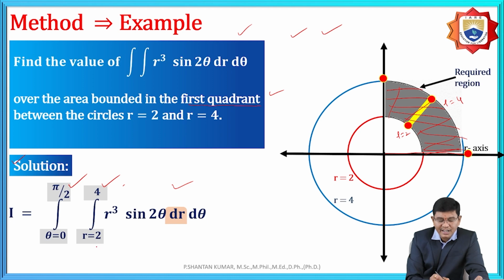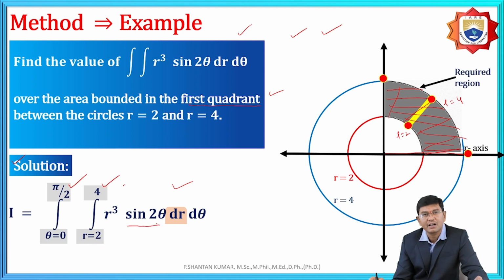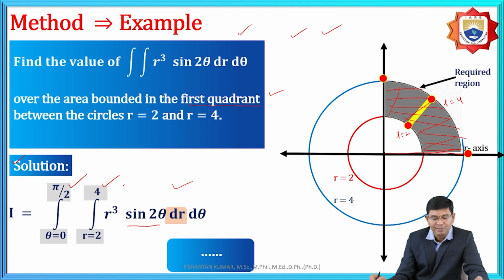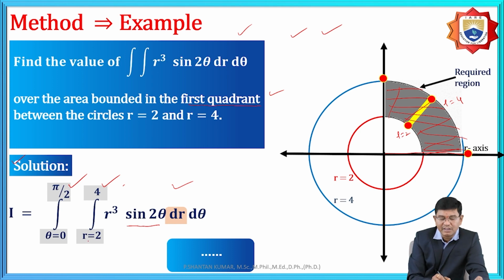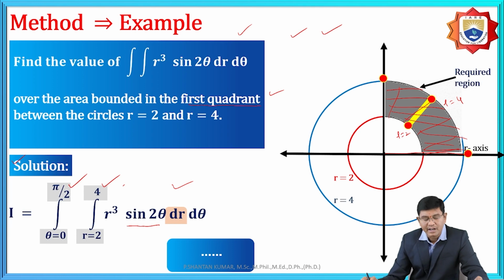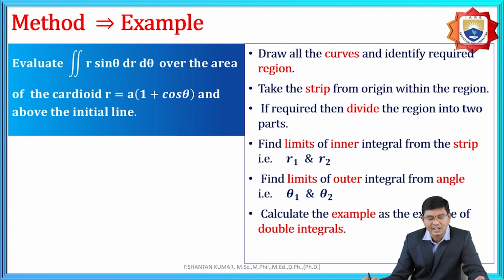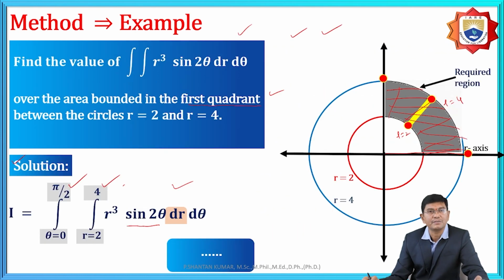Here, in integration with respect to r, sine theta is a constant, and the integral of r cubed is r power 4 by 4. The upper limit is 4 and the lower limit is 2. After replacing and simplifying, we further integrate with respect to theta, and after the total simplification, we find the solution.